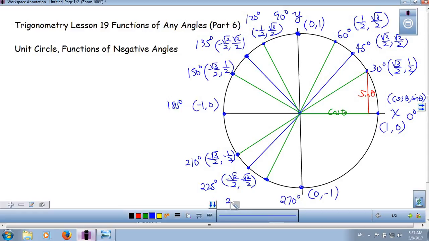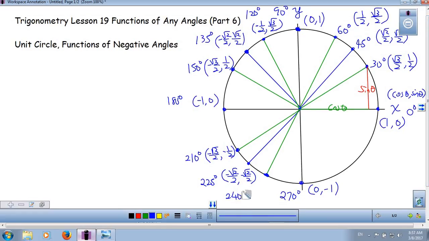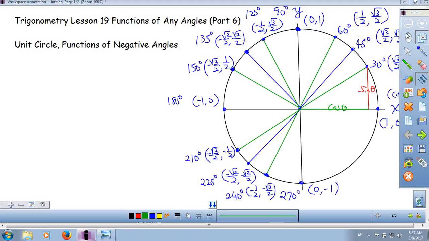And here the 240 degrees is 30 degrees away from 270, and its reference angle is 60, so it has a double reflection again from 60. It reflects across the y-axis and across the x-axis, so everything is negative: negative 1/2, negative square root 3 over 2. And as you can see, the pattern is quite clear right now.